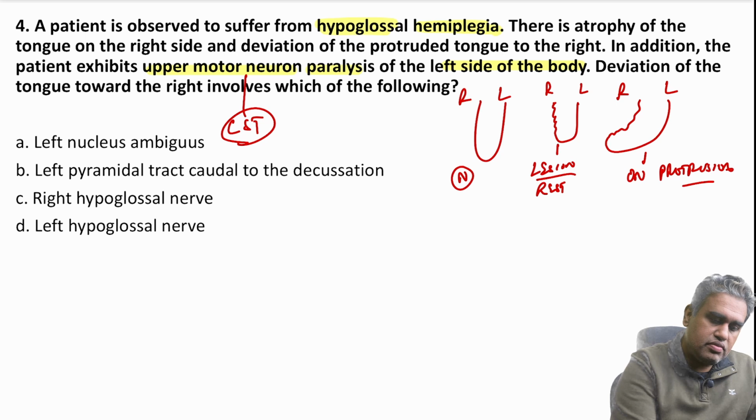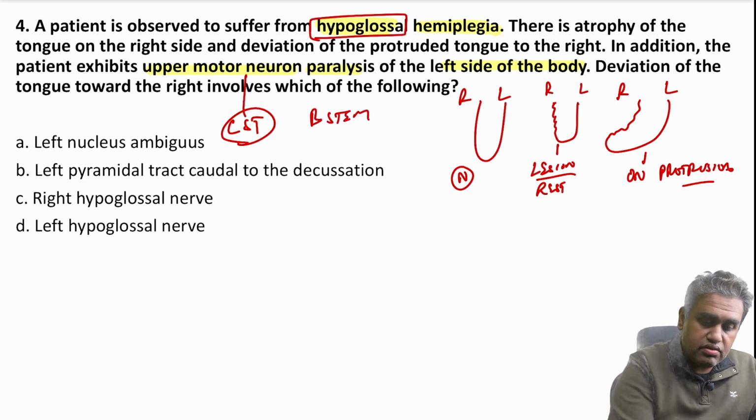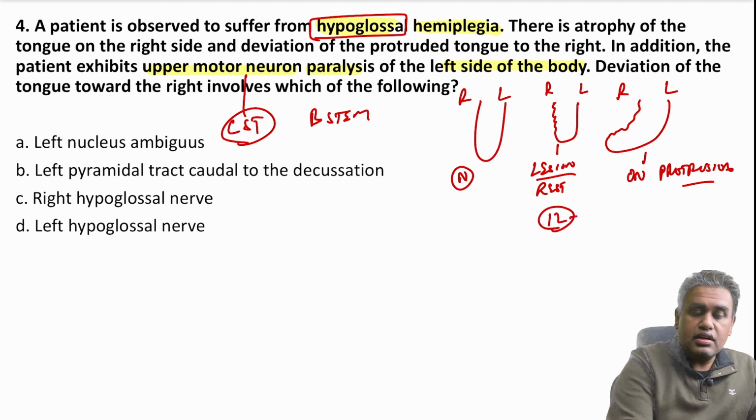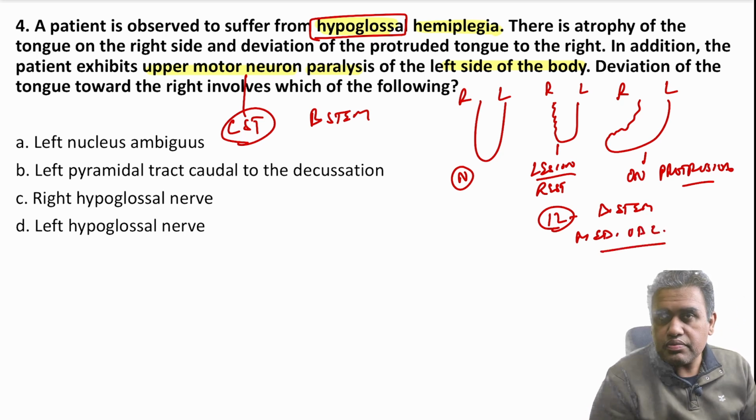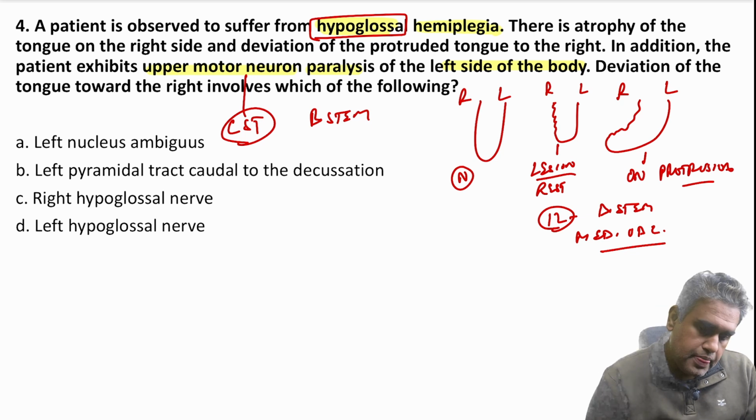One side of the body that is dealing mainly with brain stem. Why? Because we also include the hypoglossal nerve. Where is the hypoglossal nerve? We have just seen that it lies in the brain stem. Which part of the brain stem? It lies in the medulla oblongata. That we know, 9th to 12th cranial nerves, medulla oblongata.